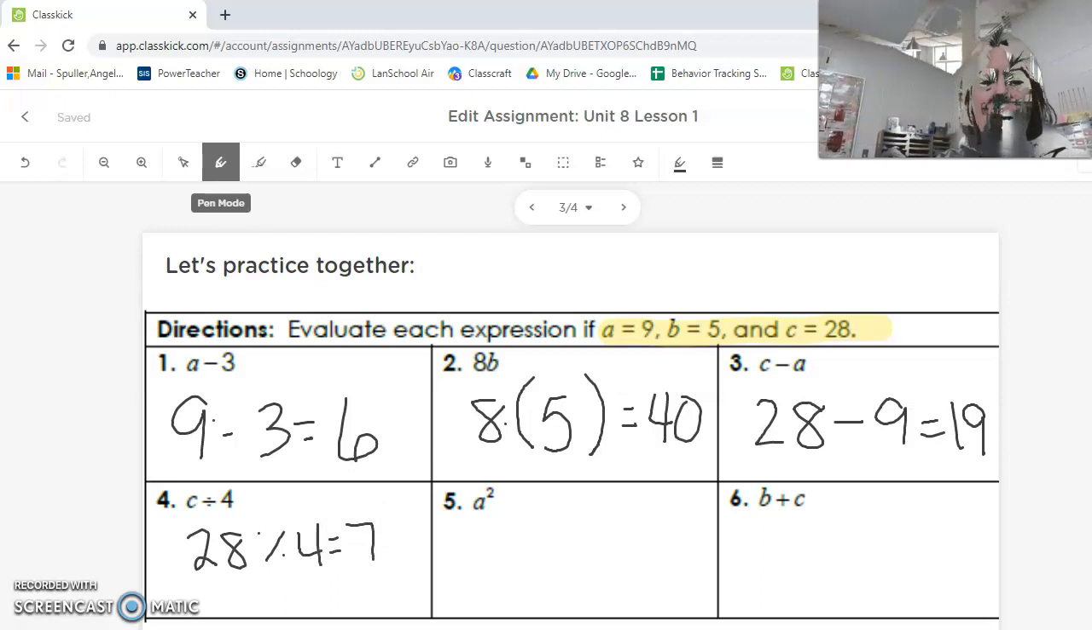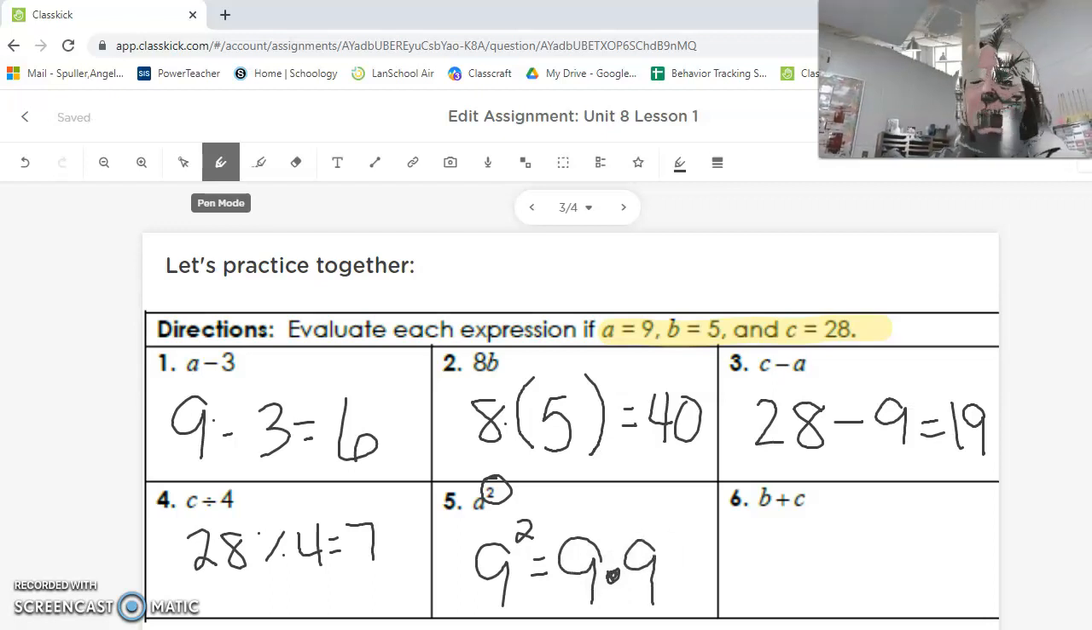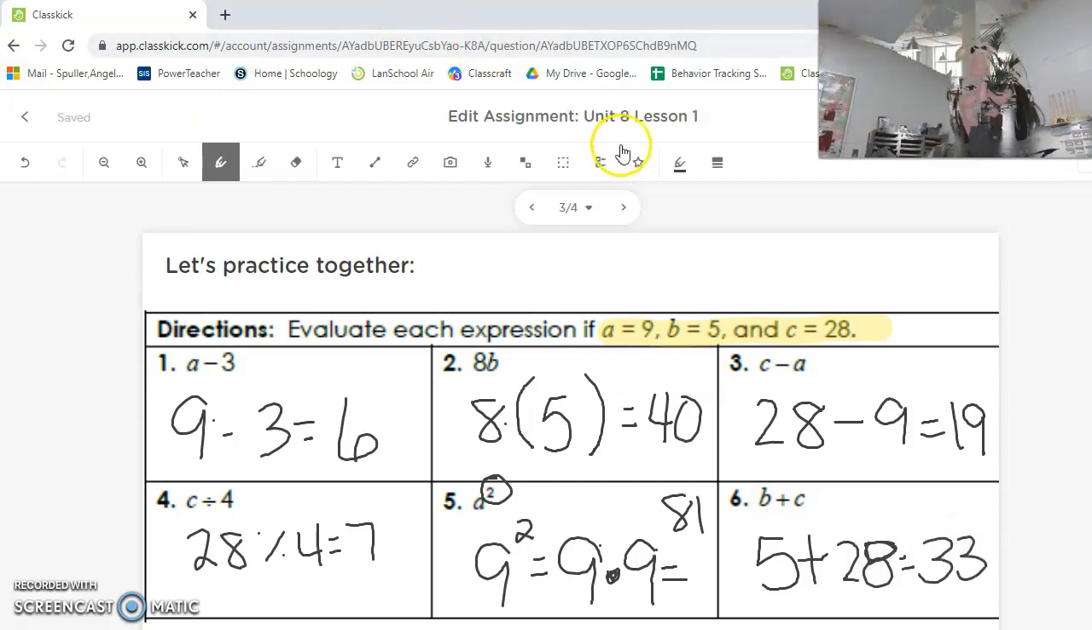Okay, now remember when we have a number up in the air like this, it's a power. So we say 9 to the second power, which is equal to saying I need 2 times 9, not 9 times 2. It's telling me that I have the 9 2 times. So this would be equal to 81. B is 5, C is 28. That would get me 33. All right, moving on.